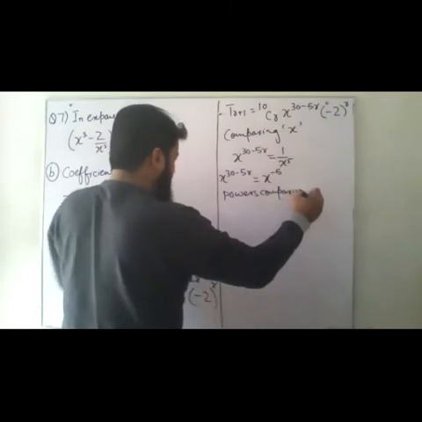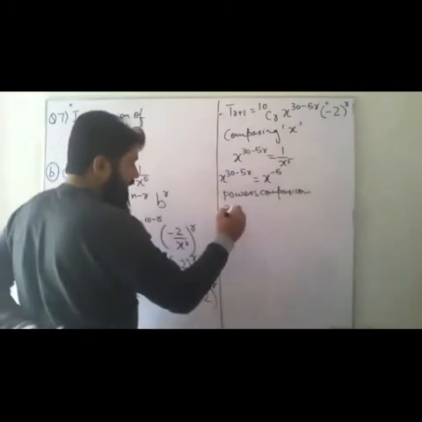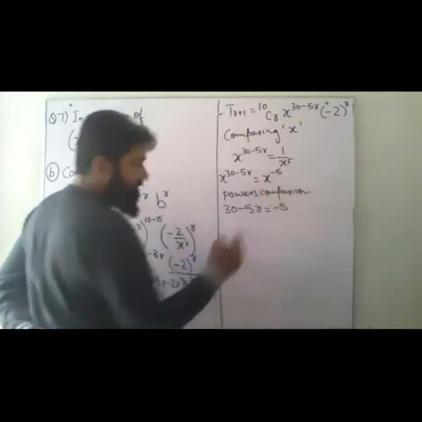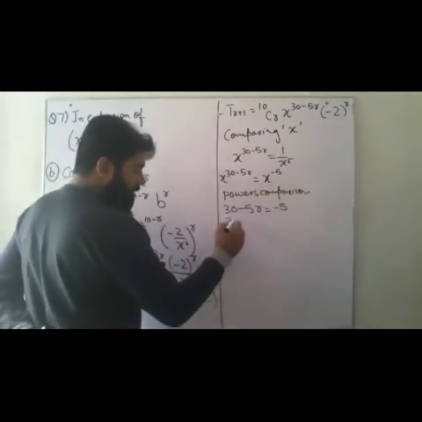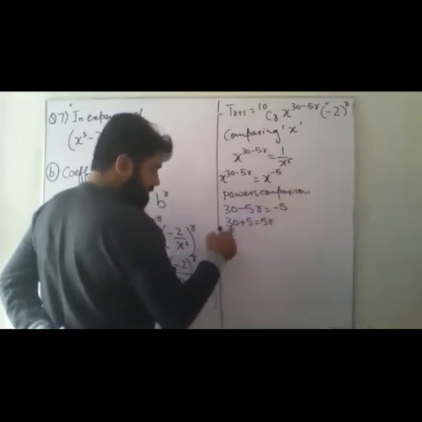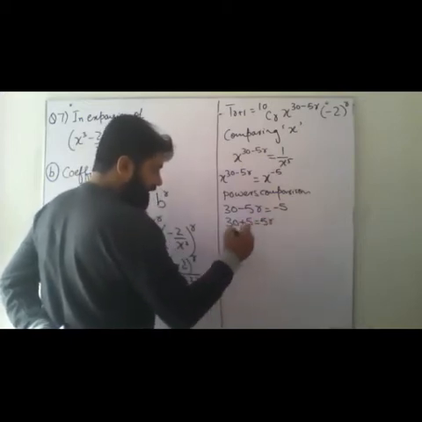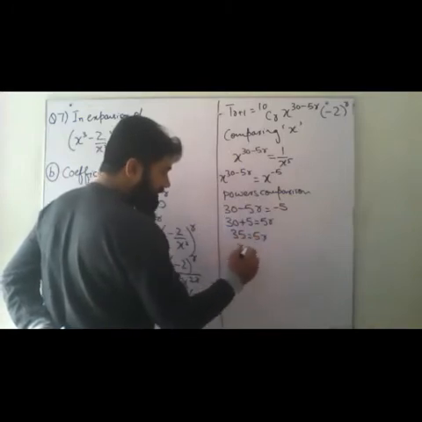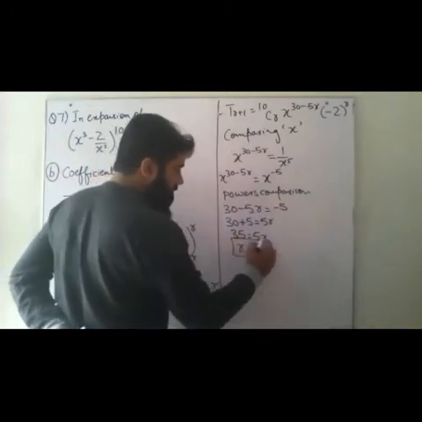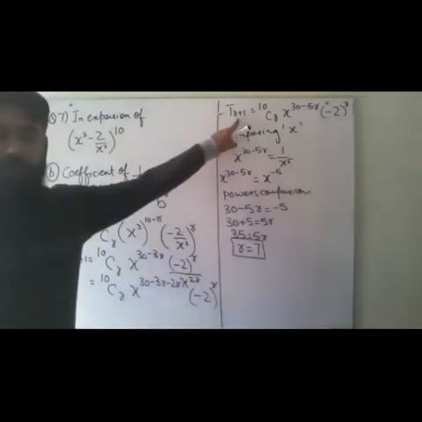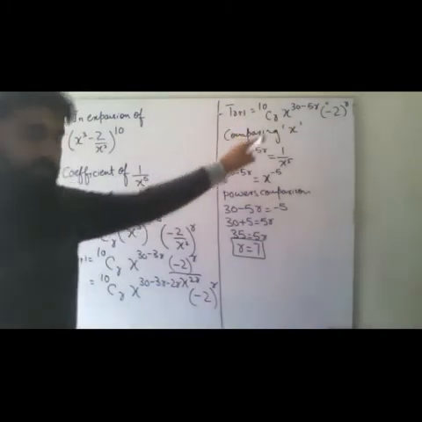So what will happen? This will become 30 minus 5r equals to minus 5. Shifting it, 30 plus 5 equals to 5r. 35 equals to 5r. So the value of r is coming 7. I have got the value of r. I will plot it over here in this equation.